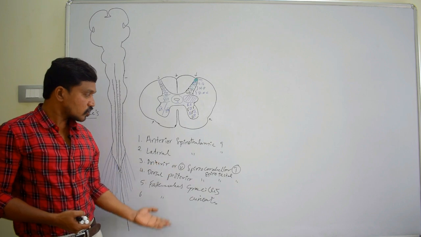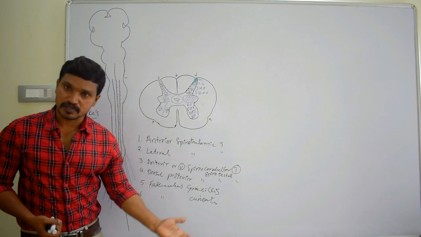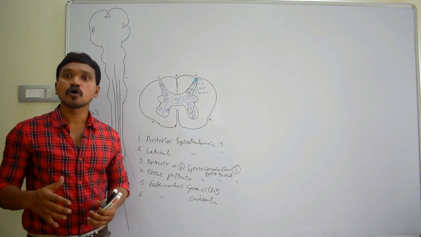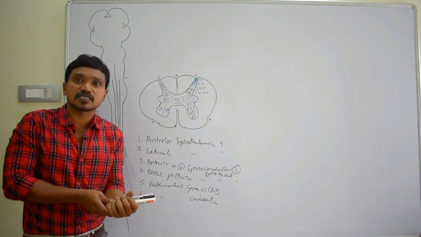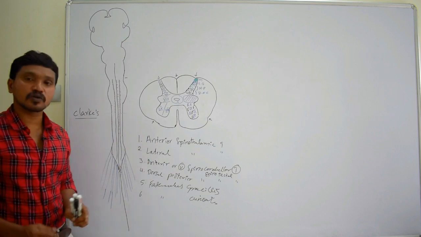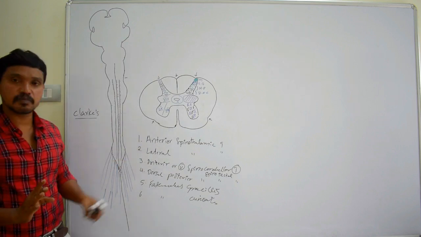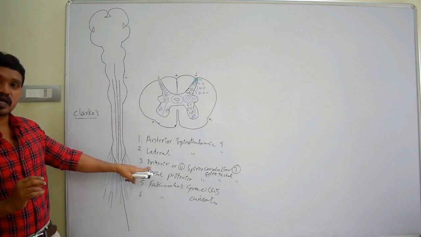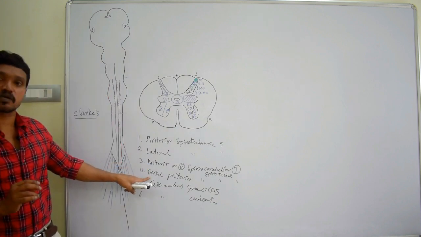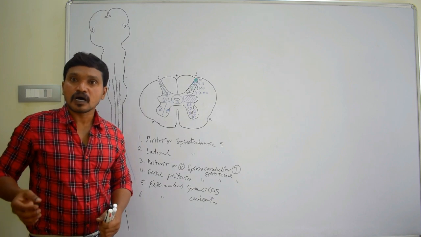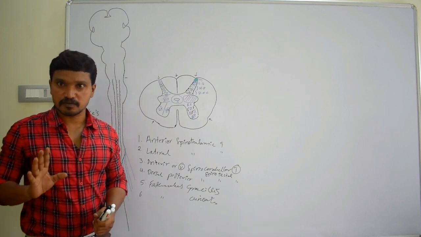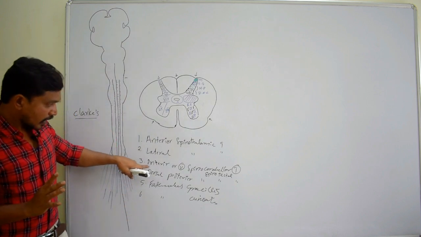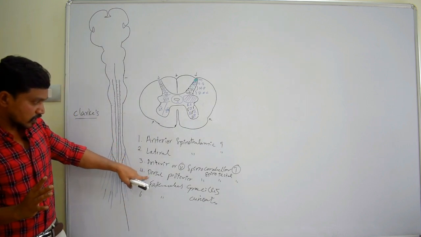Before that, we should know which impulses these tracts are carrying. See here, anterior spinothalamic tract is taking the crude touch, that means pressure sensation is carried by the anterior spinothalamic tract. Lateral spinothalamic tract is taking the pain sensation. Anterior spinocerebellar tract and dorsal spinocerebellar tract are taking the unconscious proprioceptive sensation, that means unconscious kinesthetic sensation is carried by anterior spinocerebellar tract and dorsal spinocerebellar tract.